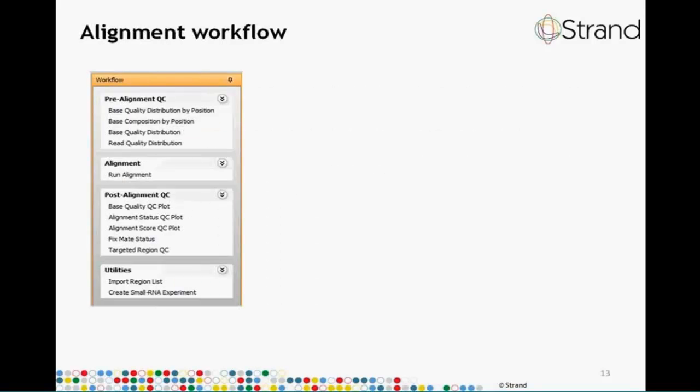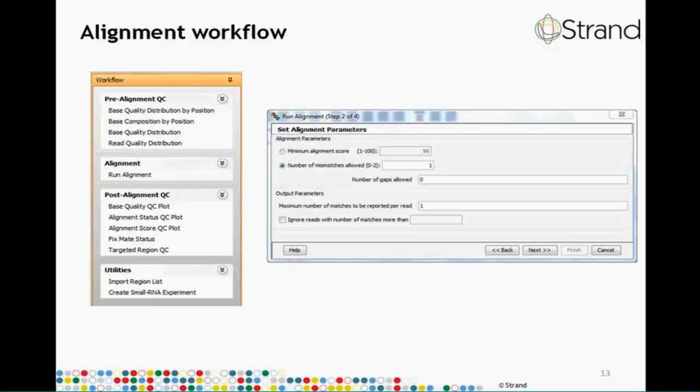Once you import files in these particular formats into the aligner, it then shows you an alignment experiment which has a workflow on the right hand side. The workflow has a pre-alignment QC section where you can inspect the base quality distributions and the read quality distributions. Based on these pre-alignment QC metrics, you can then choose parameters with which to run the alignment, and after alignment is carried out, you can carry out the post-alignment QCs.